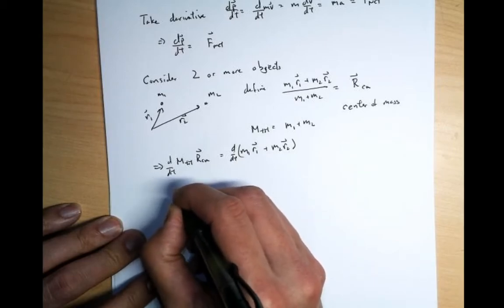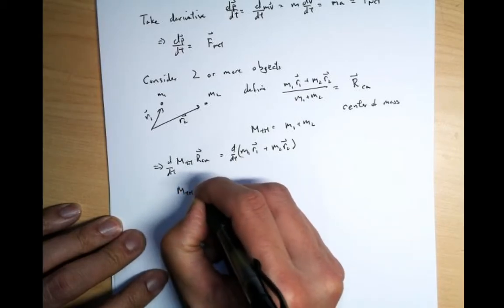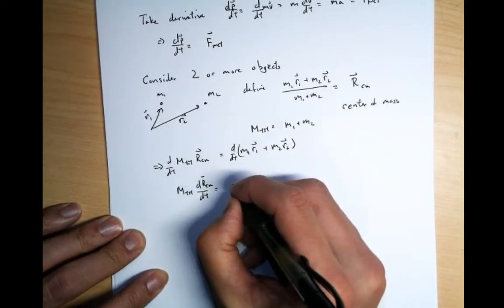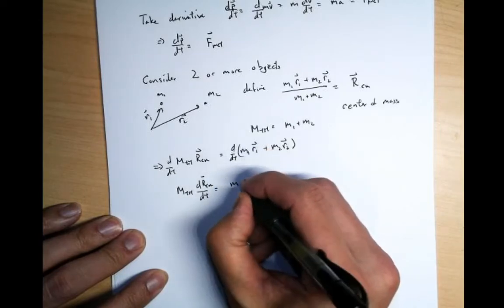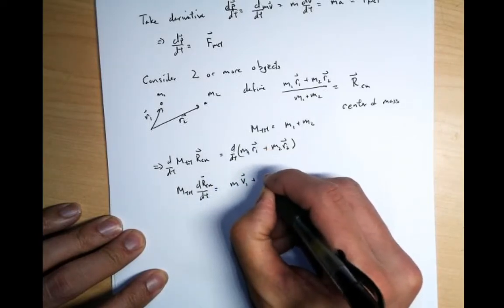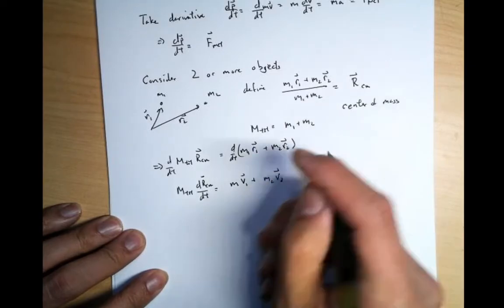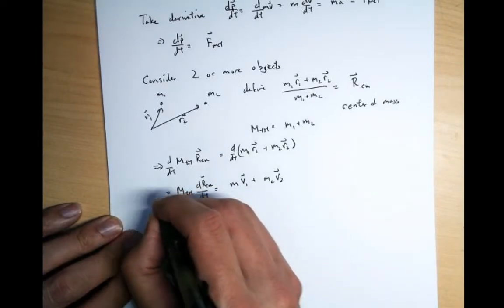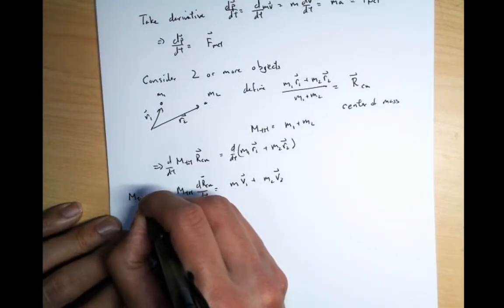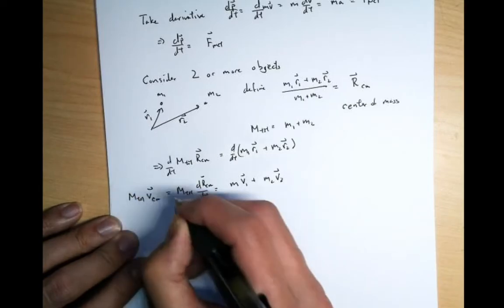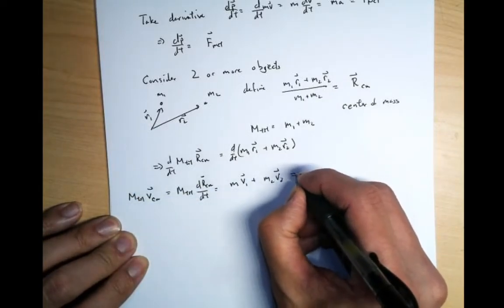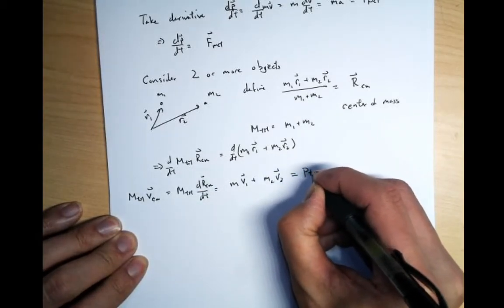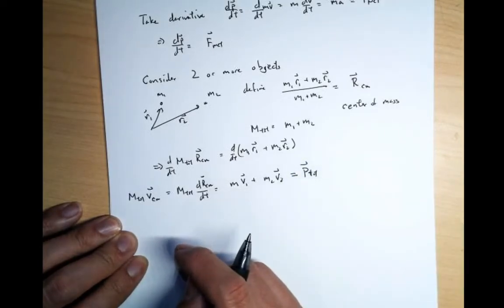This is m total, d R_CM vector/dt is equal to m1 d/dt of R1, which is v1 vector, plus m2 v2 vector, right? So this right here, you can think of that as total mass times V_CM, right? And this thing now is the total momentum, or the system momentum. I'll call it total momentum for now, all right?